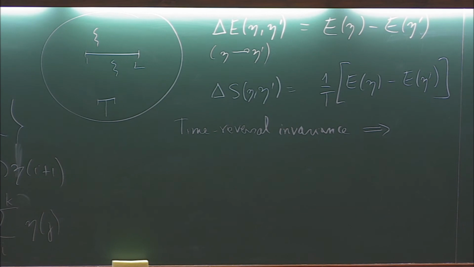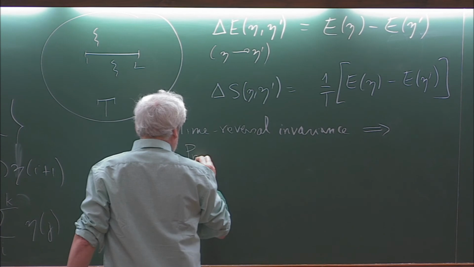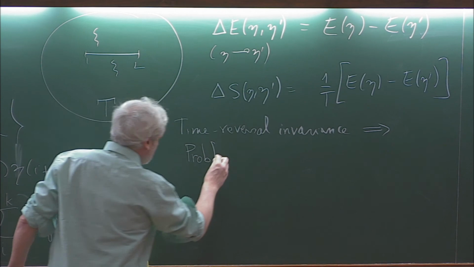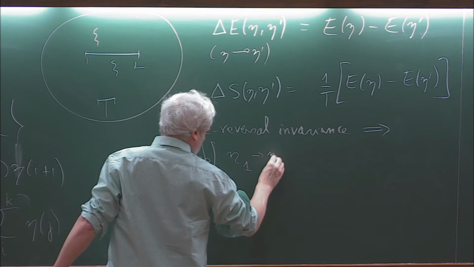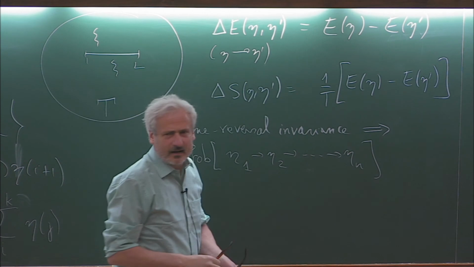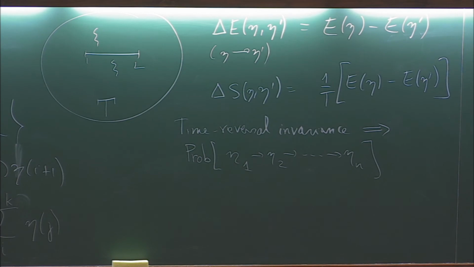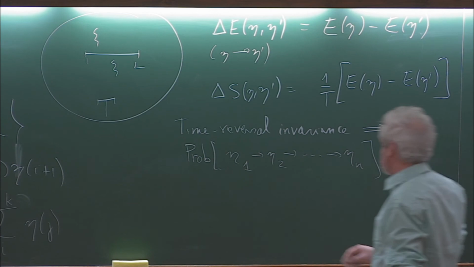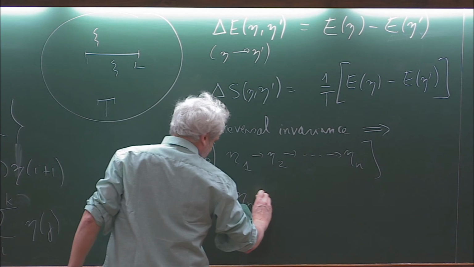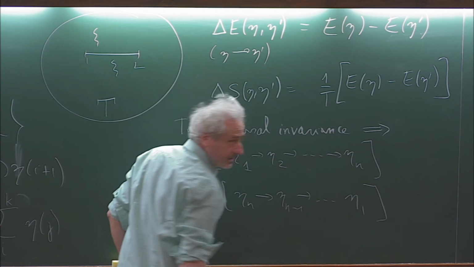Where does that come from? Well, let us just write that. I will try to explain what I mean by probability, but let me first say it. Suppose we have a sequence of configurations: an eta 1 going into an eta 2 and maybe finally going into an eta n. It's continuous time, but maybe I look at it stroboscopically and I see a trajectory where I pass through these various configurations. Now, time reversal invariance means that the probability is just the same as for this one, namely the reversed trajectory.